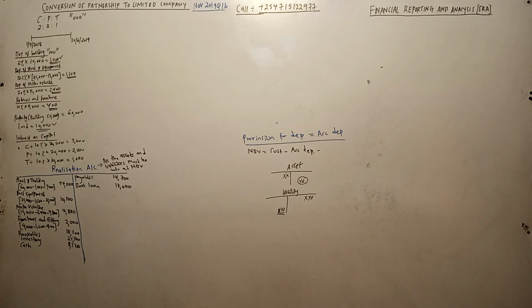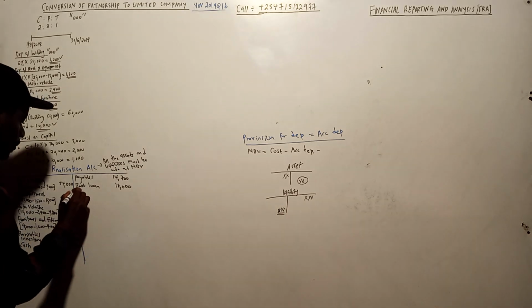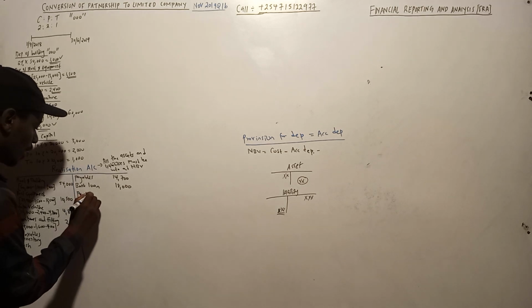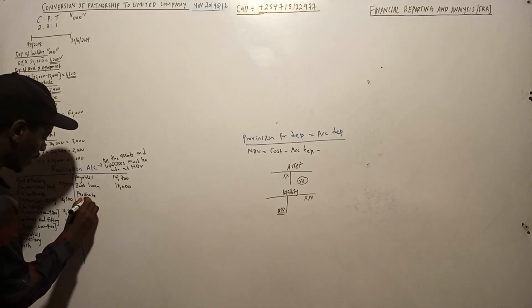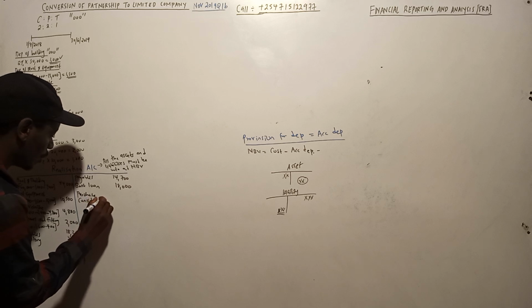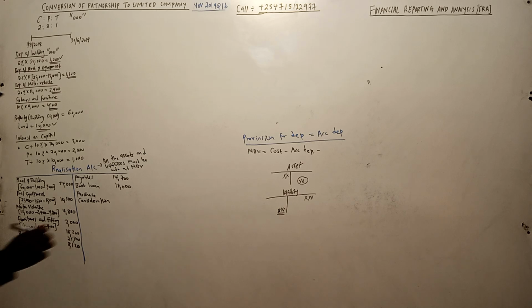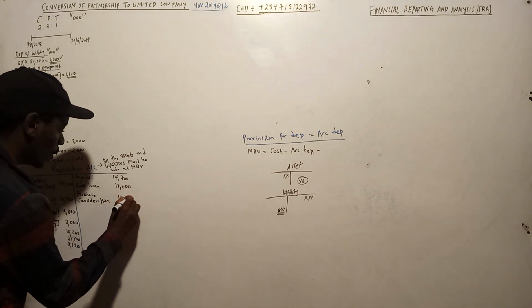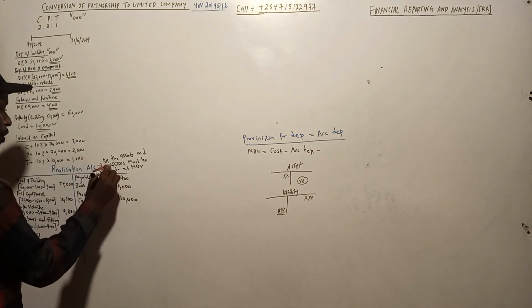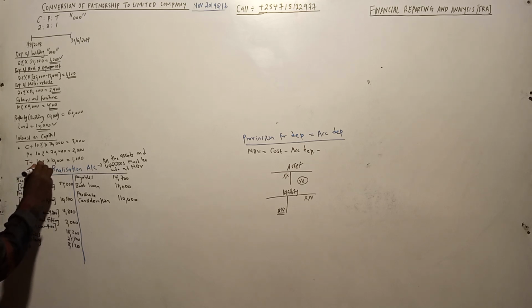Then you need to remember something else. We need to put the purchase consideration, because they acquired the assets of the partnership. So how much did they pay to acquire this partnership? Let us see. The purchase consideration is information number 5. The purchase consideration amounts to 110 million. So it is in thousand, 110. Remember, this account is also in thousand.